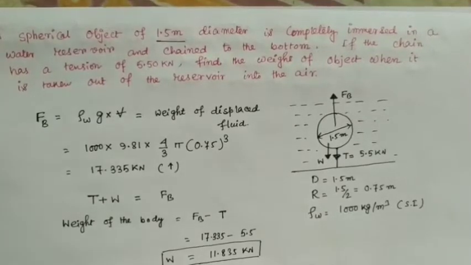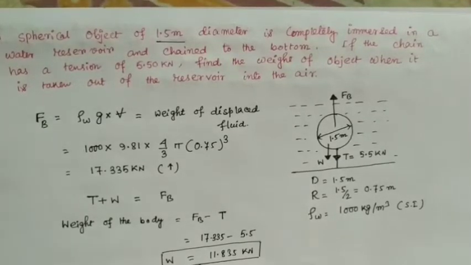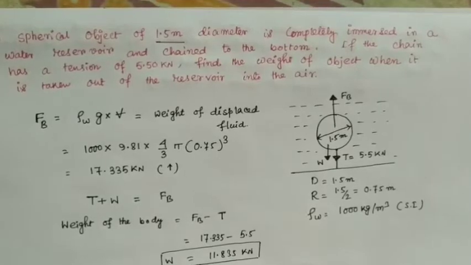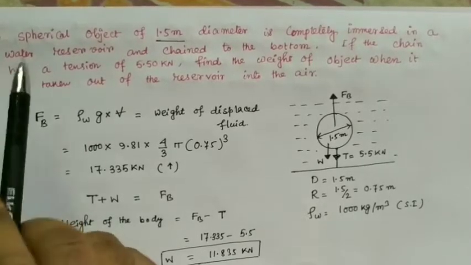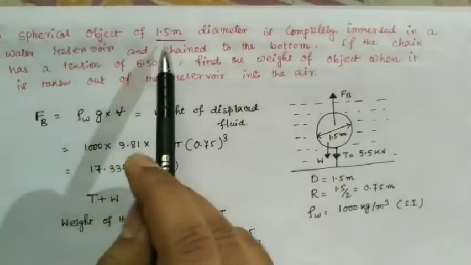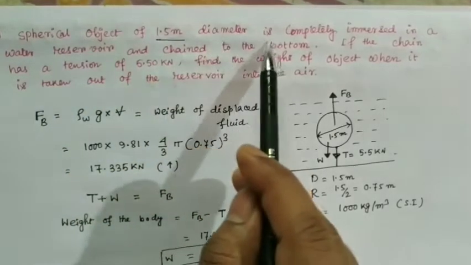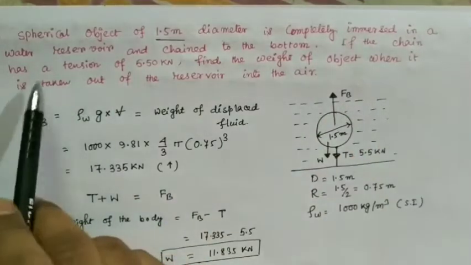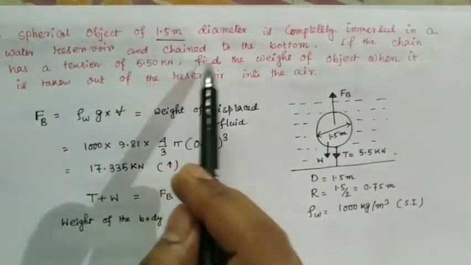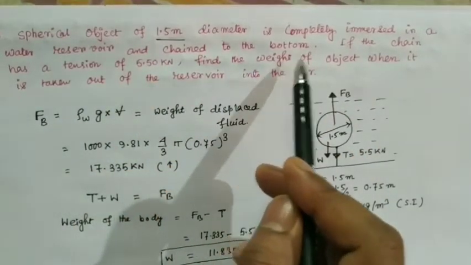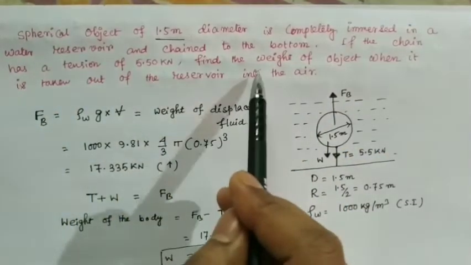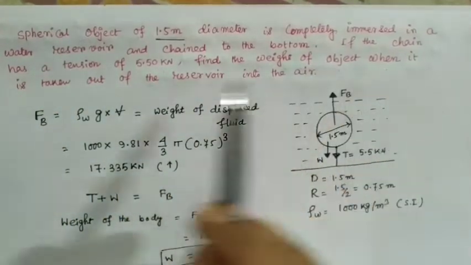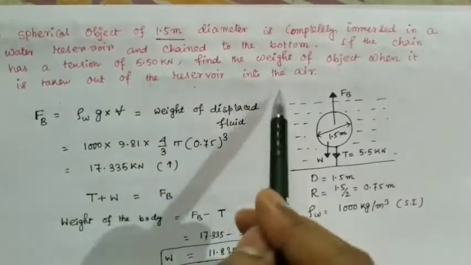Hello everybody. Today I am going to solve some numerical questions on buoyancy and flotation. Look, I have written a question here. A spherical object of 1.5 meter diameter is completely immersed in a water reservoir and chained to the bottom. If the chain has a tension of 5.5 kN, find the weight of the object when it is taken out of the reservoir into the air.